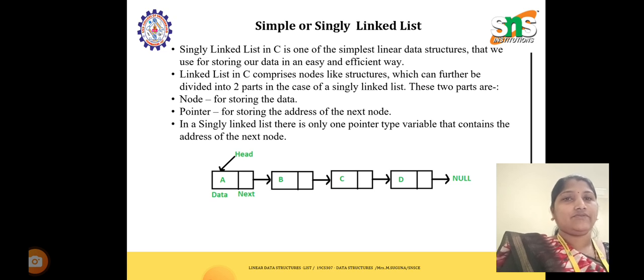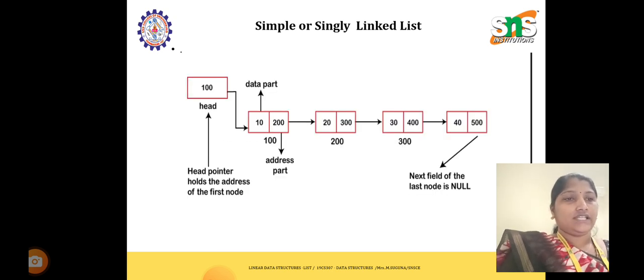In the diagram, the first node is denoted as the head node, and the next part of the last node, that is the D node, will always be null, which indicates that that element is the last element of the list. So here is a simple example of a singly linked list.